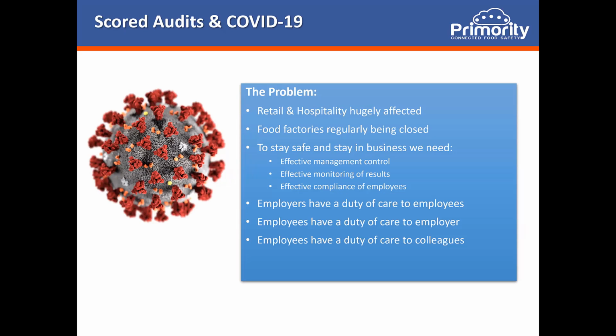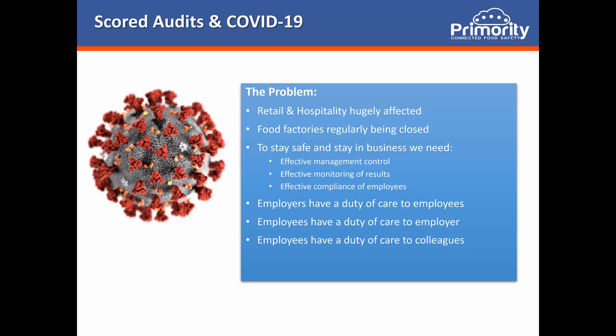Looking at COVID and focusing a bit more on it, we're going to do some quite deep dives into how we can use our solution to help in these situations. But we all know that the big problems happening right now are that retail and hospitality are massively affected. Hugely is just not a big enough word. Hugely affected, and food factories. And they're affected because of the outbreaks of infections, the lack of controls, and the lack of compliance, both by employers and by staff. And we're going to look at that in some detail.